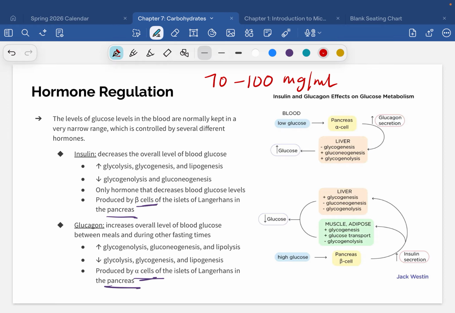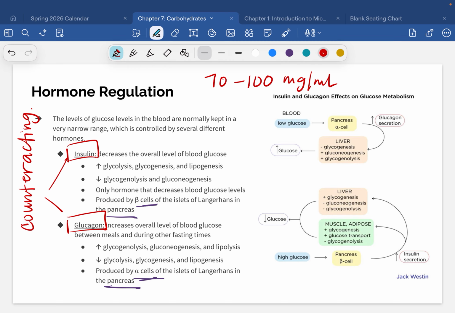Okay, so our two major hormones in blood glucose regulation are going to be insulin and glucagon. These are our two major ones. We're going to talk about a few more on the next slide, but our two big ones are insulin and glucagon. And insulin and glucagon are what we call counteracting hormones, which means that they work opposite each other. When insulin is released, glucagon is not. When glucagon is released, insulin is not. So they act opposite each other to achieve opposite effects.